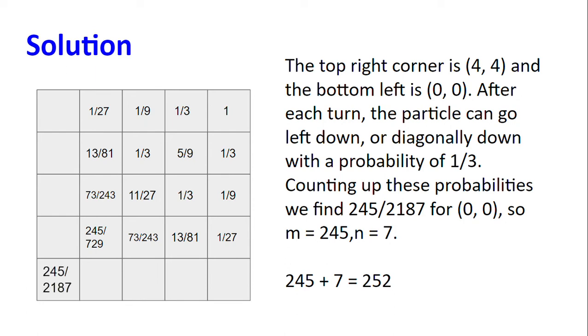And so the probability that we hit the axis at (0, 0) is 245 divided by 2,187, which gives m equals 245 and n as 7, because 3 to the power of 7 is 2,187. So m plus n is 245 plus 7, which gives 252.